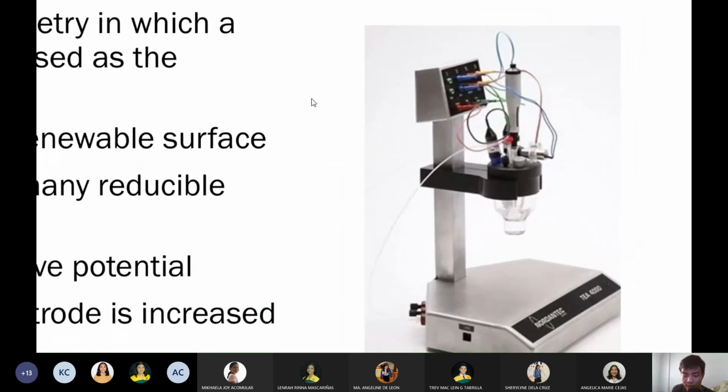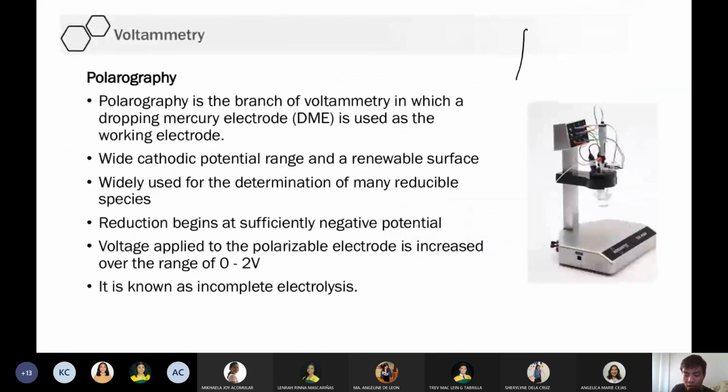For example, this is polarimetry or polarography. And so as you can see, there are 3 electrodes attached to it. Okay. So this is the working, the reference, and the auxiliary. So all of them will work to change the current and the potential. So as the current and the potential changes, may graph tayong mabubuo na minsan pa ganon, minsan pa dot. Ayan. And etc. Okay? So yun lang.